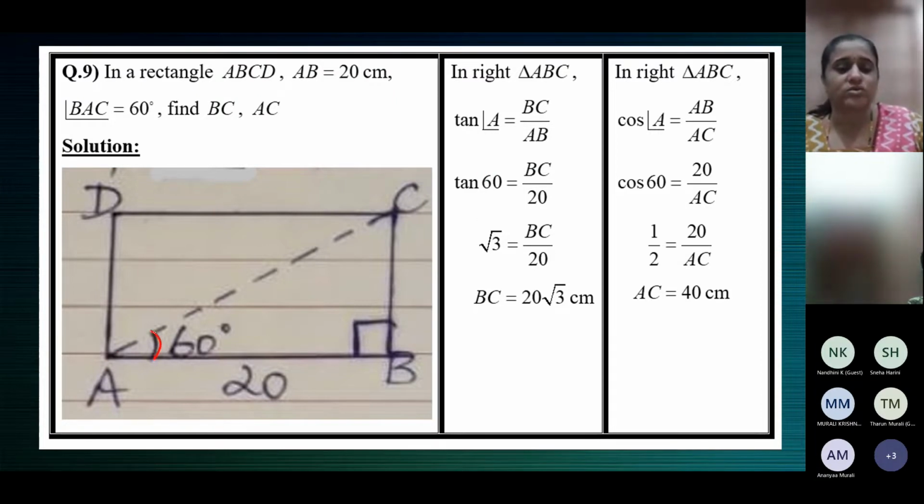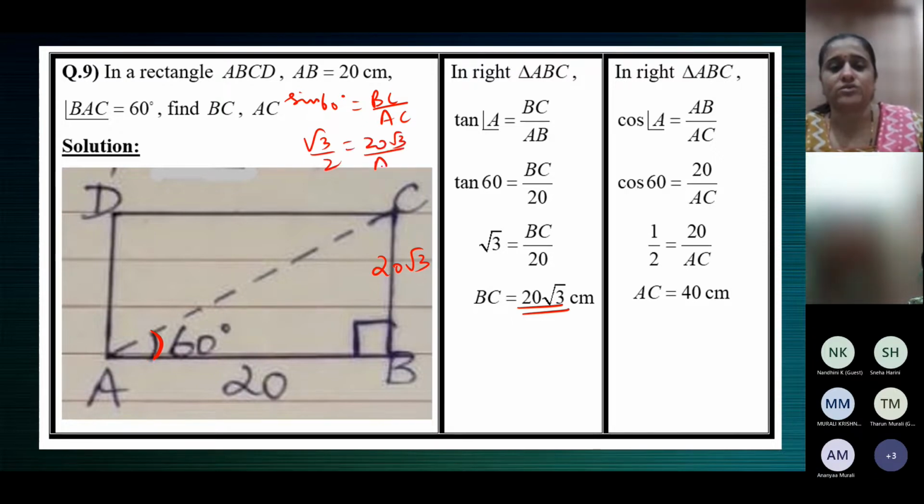So I was telling you, you can also use sin 60 because you know the opposite side is 20√3. This one is 20√3, we found here. So sin 60 degrees is equal to opposite, that is BC, by hypotenuse. So sin 60 is equal to √3 by 2. Opposite BC is 20√3. Hypotenuse AC we do not know. So √3 gets cancelled on both the sides in the numerator. And when you cross multiply, you get AC is equal to 40. That's what we got here.